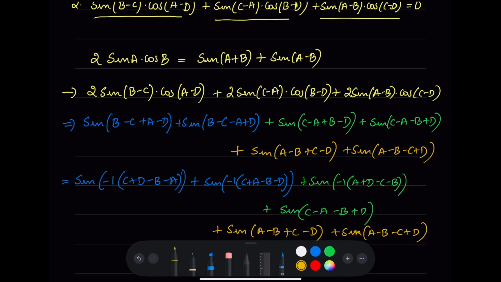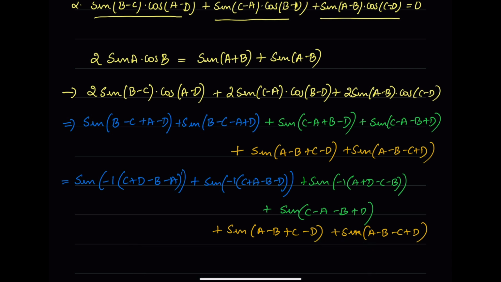Okay, now let's see if we can cancel out any of these terms. The first term here has C plus D minus B minus A. That means minus value of B and minus value of A. So let's see if there is any term which has minus A and minus B. We found that here. So basically sine of minus x is equal to minus sine x. So we can cancel out this term and this term.